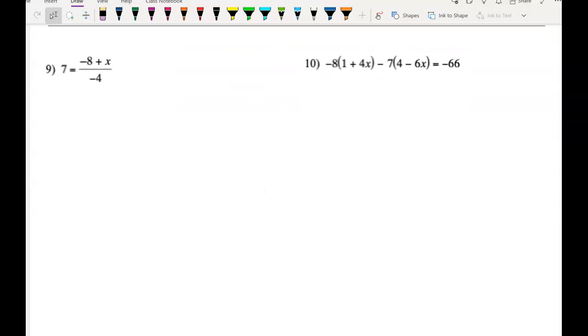Number 9, 7 equals negative 8 plus x, all divided by negative 4. This time, the entire side is a fraction, so that's one of those exceptions. The first step here would be to multiply both sides by negative 4. Because we have to clear that fraction before we can do any of our other steps. So I'm going to multiply this by negative 4, by negative 4. This side will cancel out.